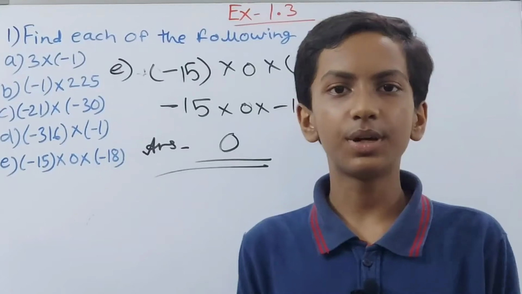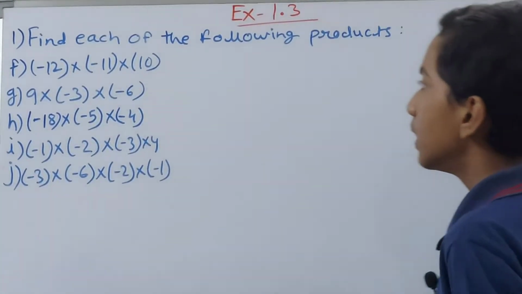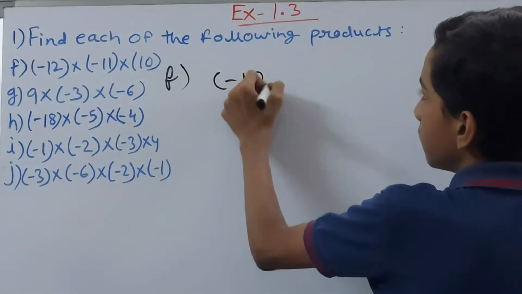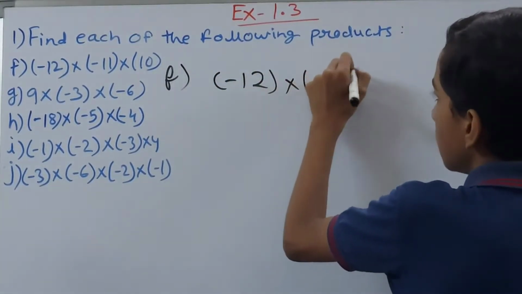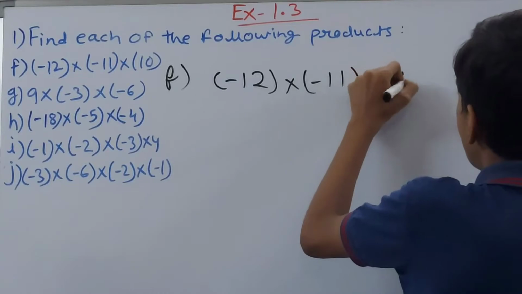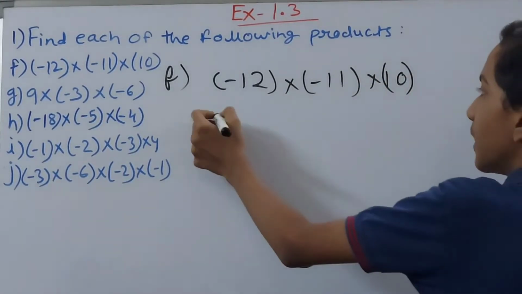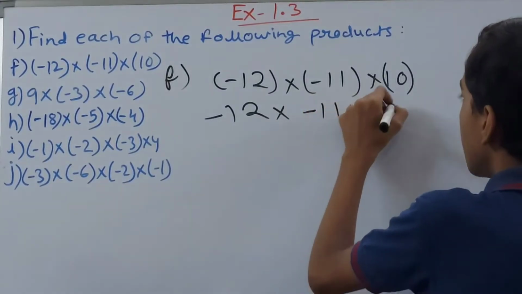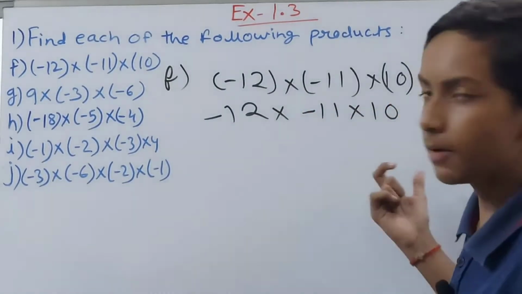Let's move on to the next part. Now moving on to the F part, and it is minus 12 into minus 11 into 10 in brackets. Now open these brackets, so minus 12 into minus 11 into 10. This is our final one, right?